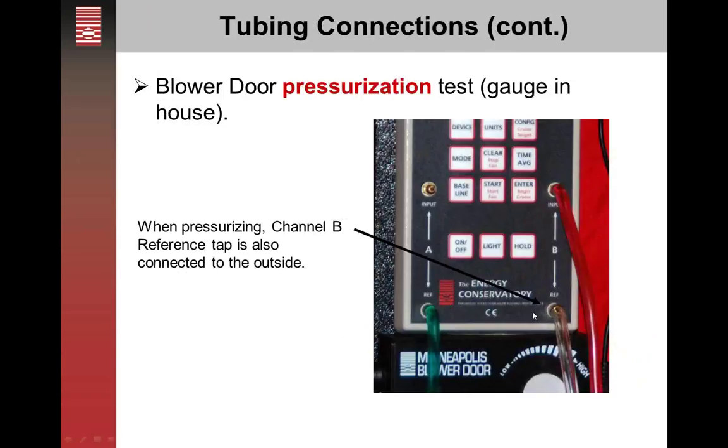And here's a typical pressurization test setup. We've added this additional hose tap to the reference port of channel B, and this is assuming that the gauge is on the inside of the house, so we will have a better idea of how this works. When we add the reference to the outside, it's because now the flow sensor is on the outside of the house.